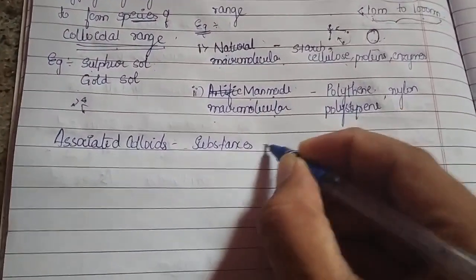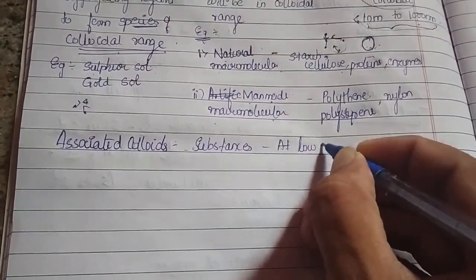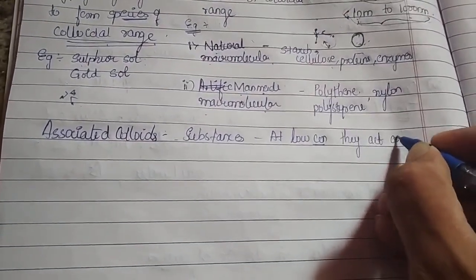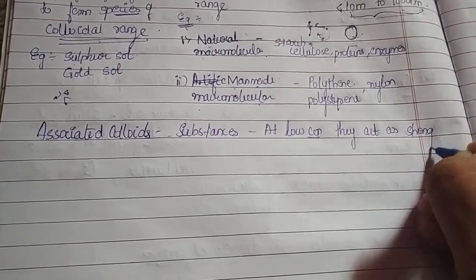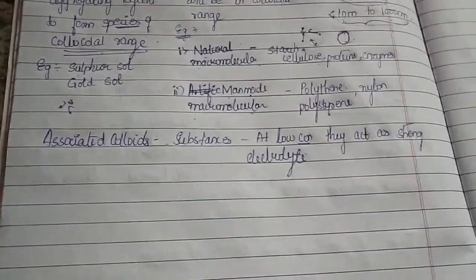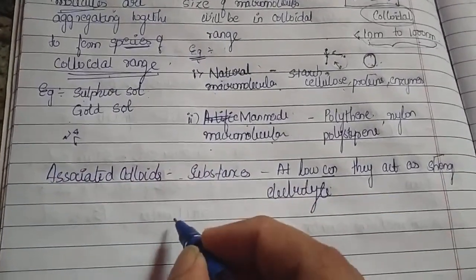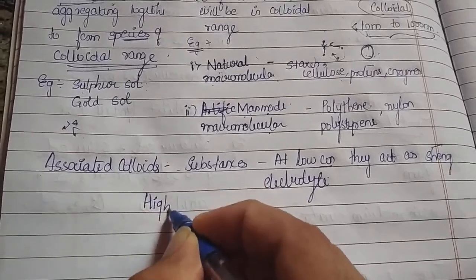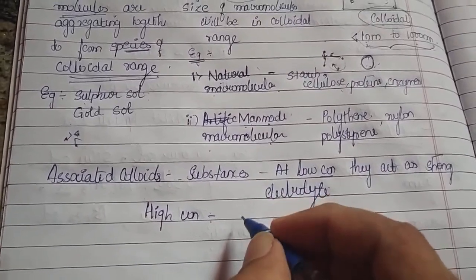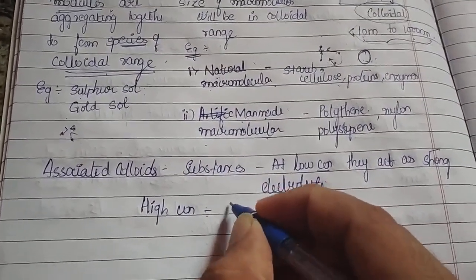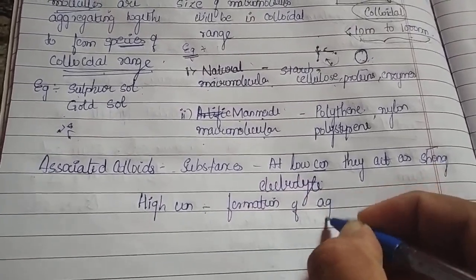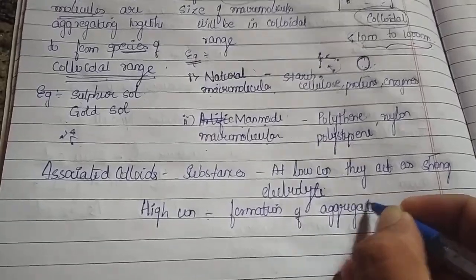Do remember, at low concentration, they act as strong electrolytes. But at a high concentration, they exhibit colloidal behavior. How do they exhibit it? By the formation of aggregates. This is the major important thing about associated colloids.